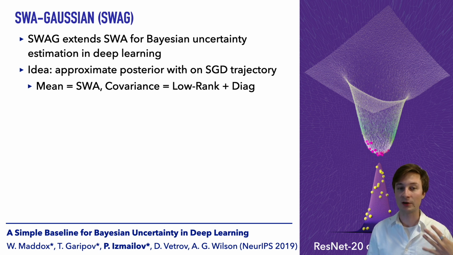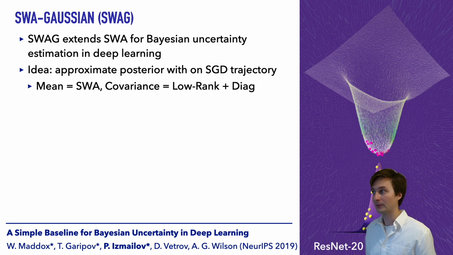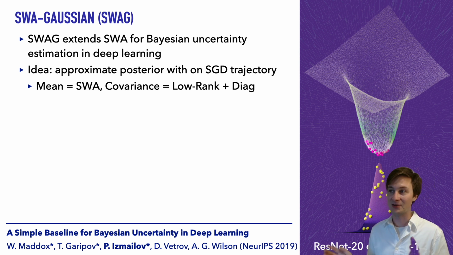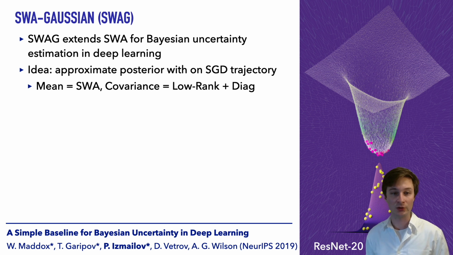But we'll also have a covariance matrix. And the covariance, we need to approximate it. We cannot do a full scale covariance because it's going to be something like a million by million matrix. So instead we are going to use this low rank plus diagonal format. But what's important is just that we have a distribution over the parameters, and that is going to be our approximation to the posterior distribution.